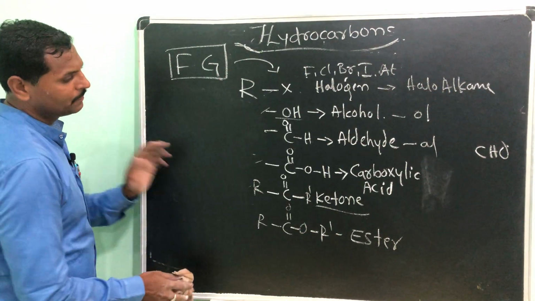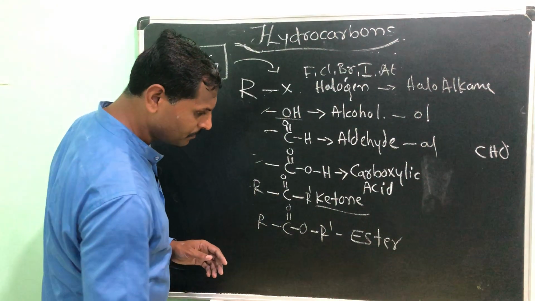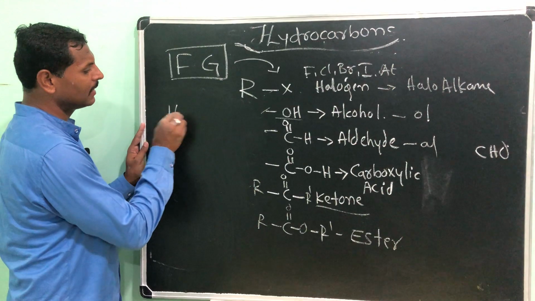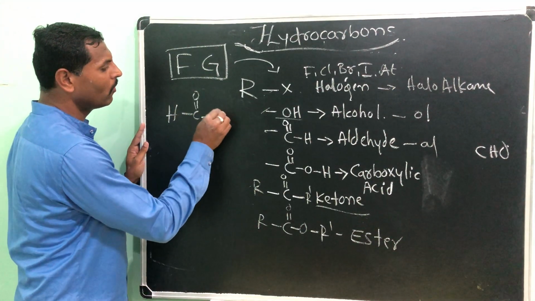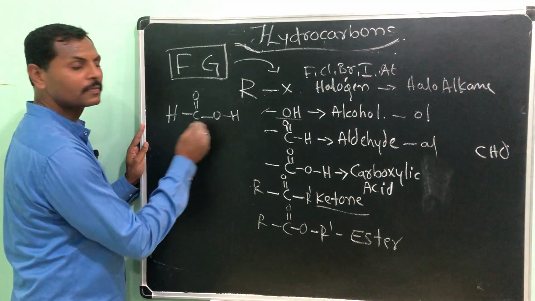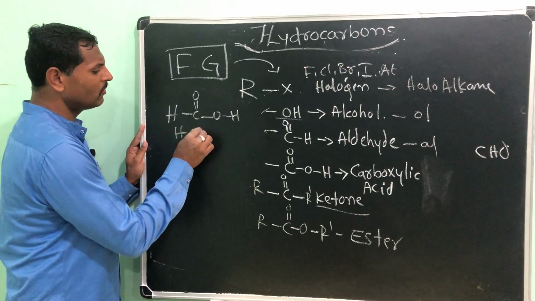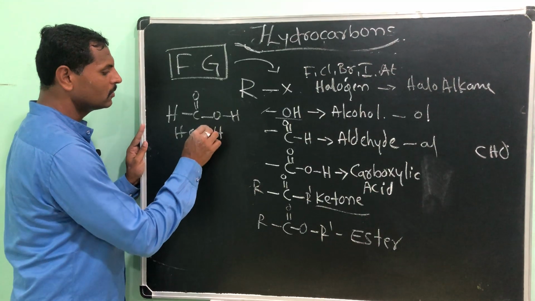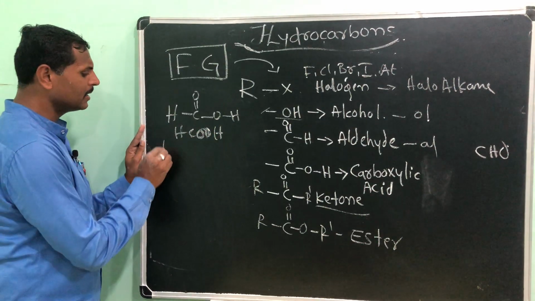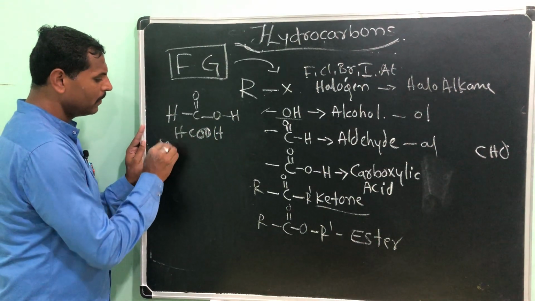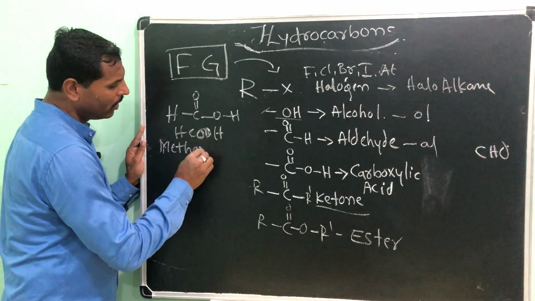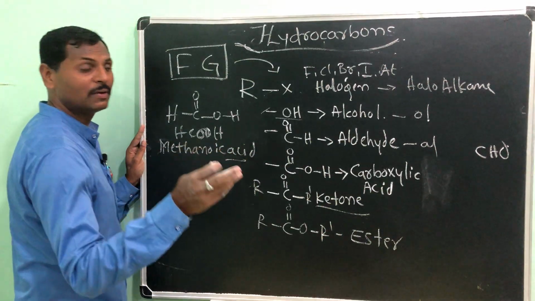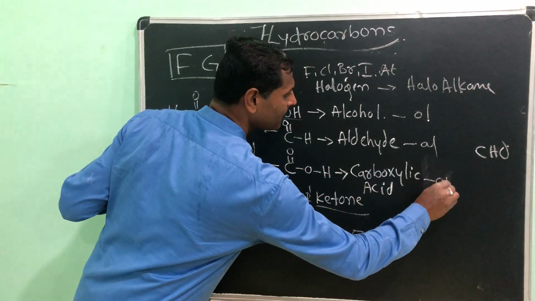Okay, let me come to the next one. What is that? So that is the carboxylic acid group. Simply I will write like this: C double bond O and H. Sir, what is this, sir? HCOOH. So only one carbon is there. Right then, methanoic acid, oic acid. Its suffix will be oic acid.